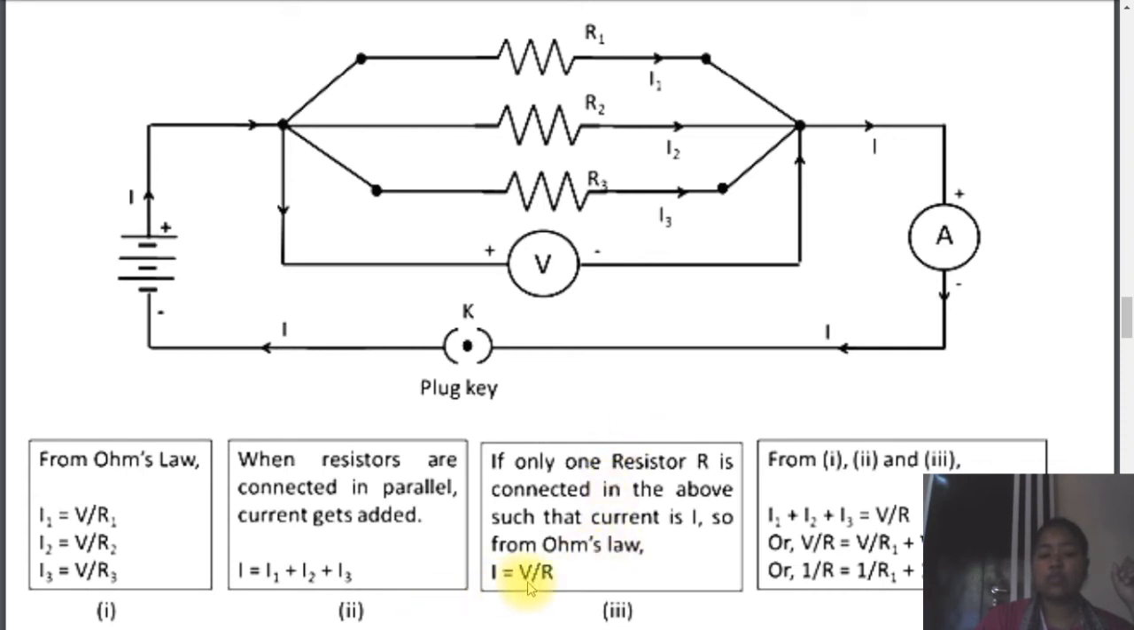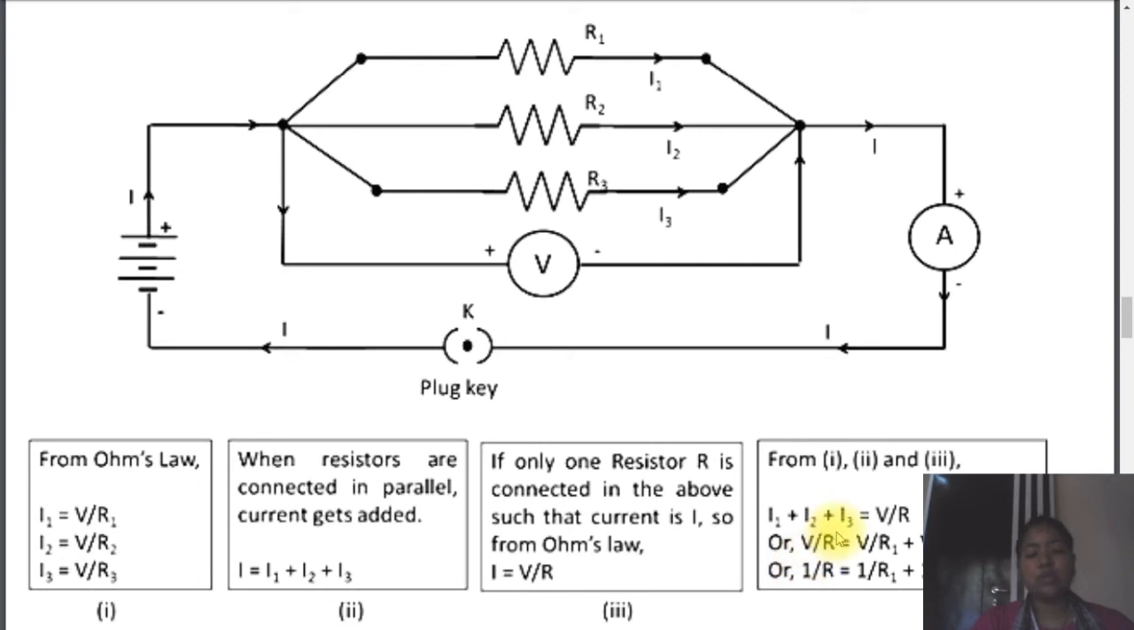So I will be equals to V upon R. Right? So we will place all the values. We will place the value of equation 1 and equation 3 in equation number 2. So I can be written as V upon R, and then I1 can be written as V upon R1, I2 as V upon R2, I3 as V upon R3. So we'll place all the values in equation number 2.